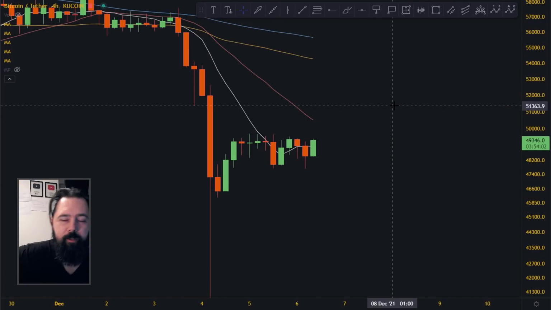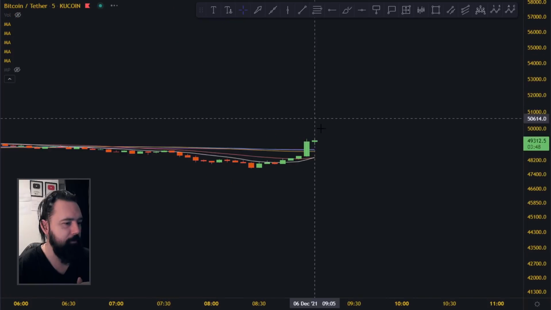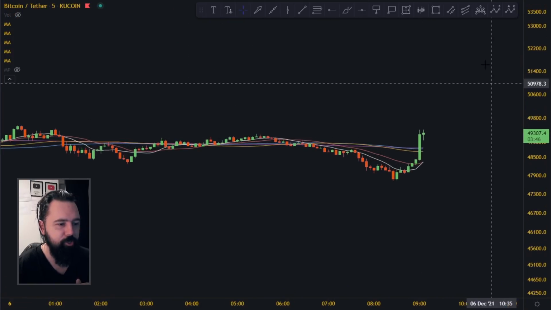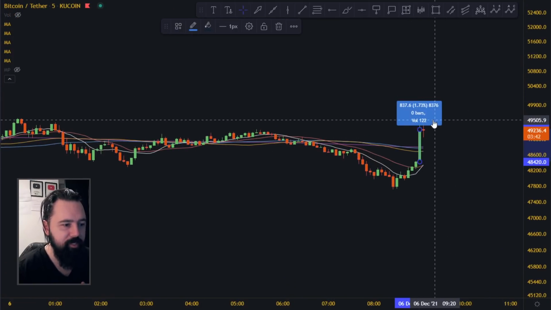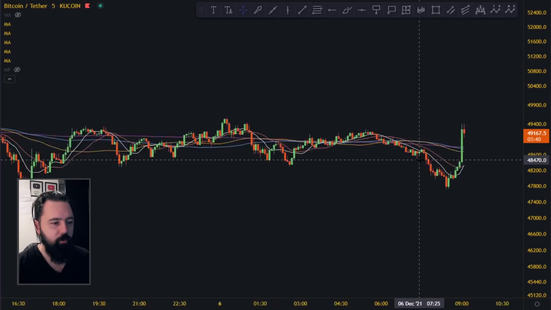Now, just as I started recording this, we had a pretty big move towards the upside, so I had to redo the analysis a little bit, but it's starting to pump like crazy right now for whatever reason. I'm going to show you right now. If you go to the 5-minute chart, you'll see that in the last 5 minutes we just pumped some crazy numbers. And this was 1.73% towards the upside on the 5-minute chart.